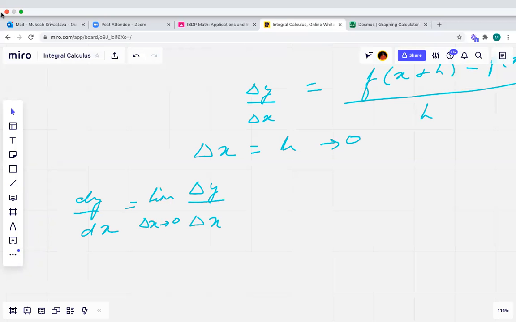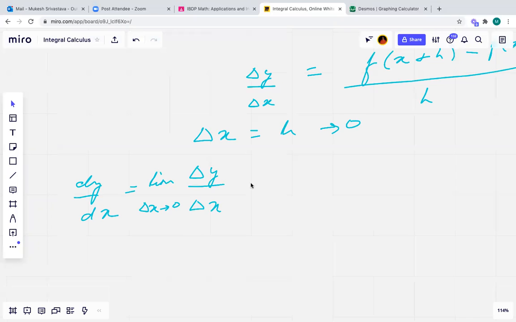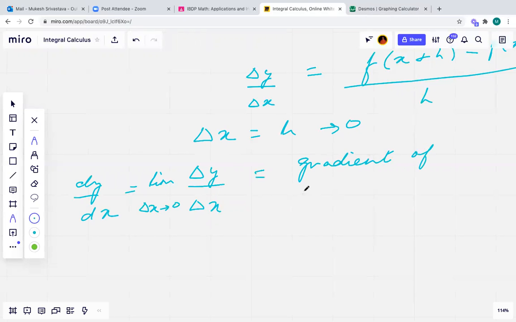Now, when my delta x tends to 0, when my delta x is very small, what is this delta y upon delta x? It is the gradient of the tangent.